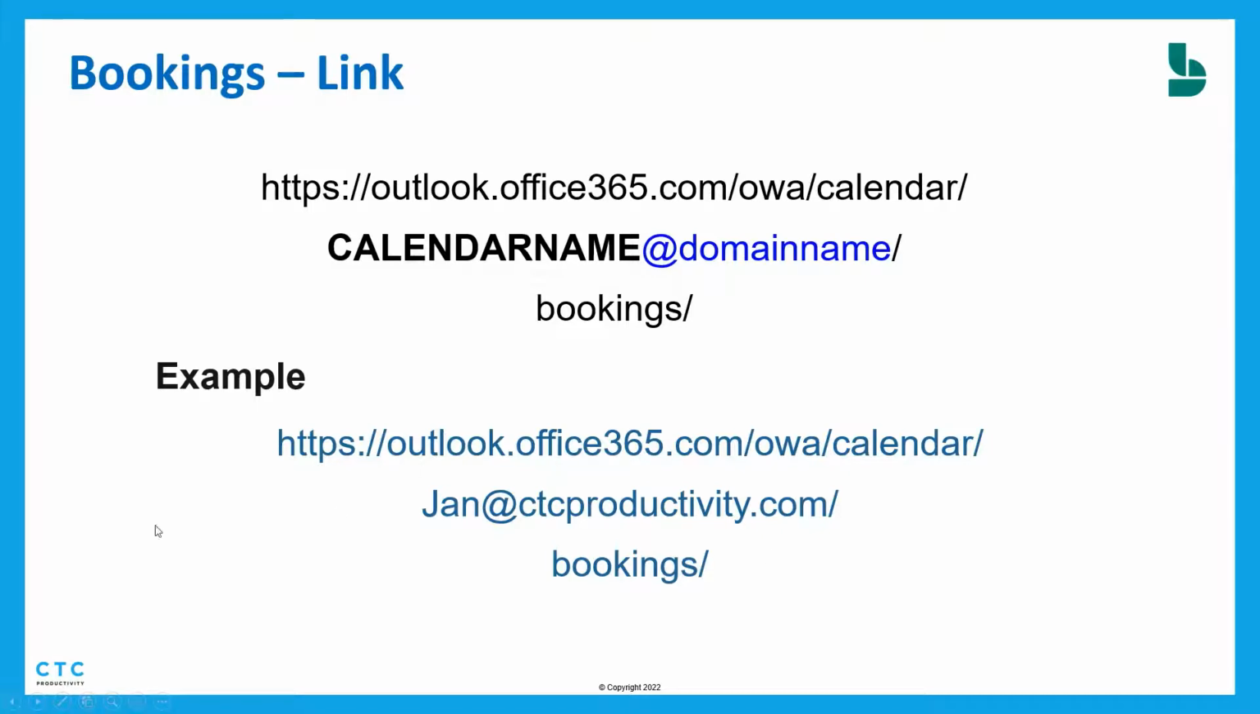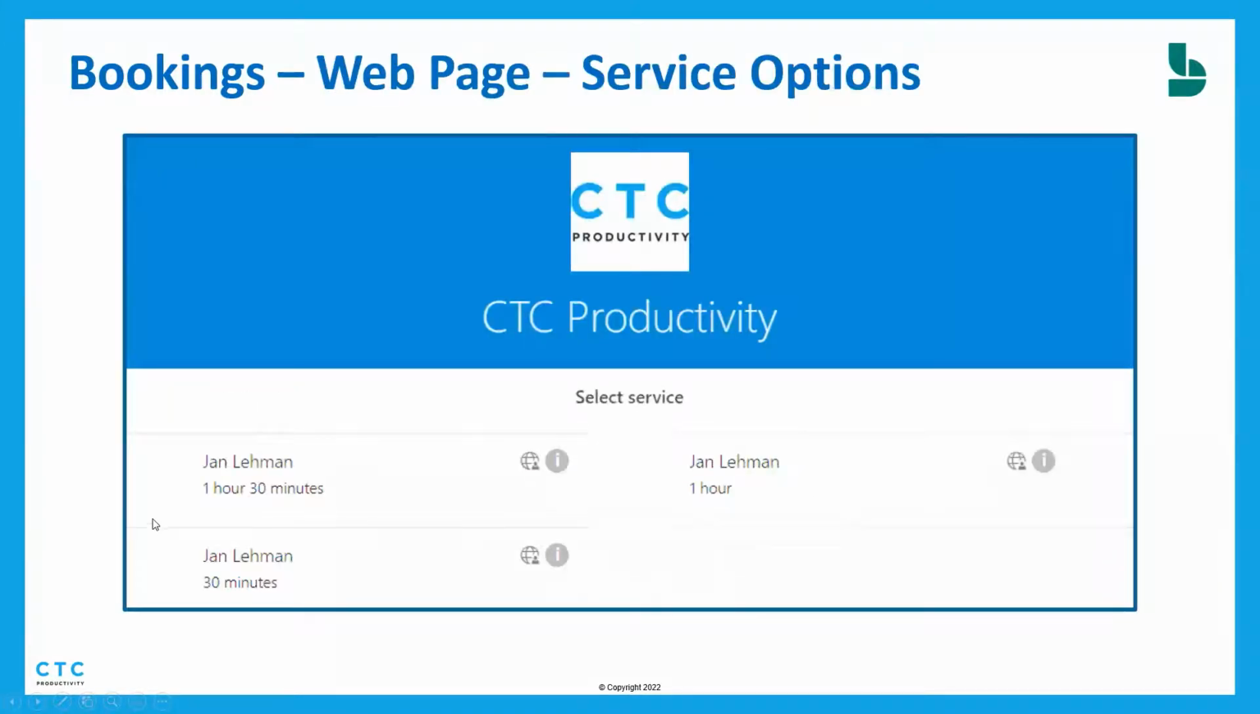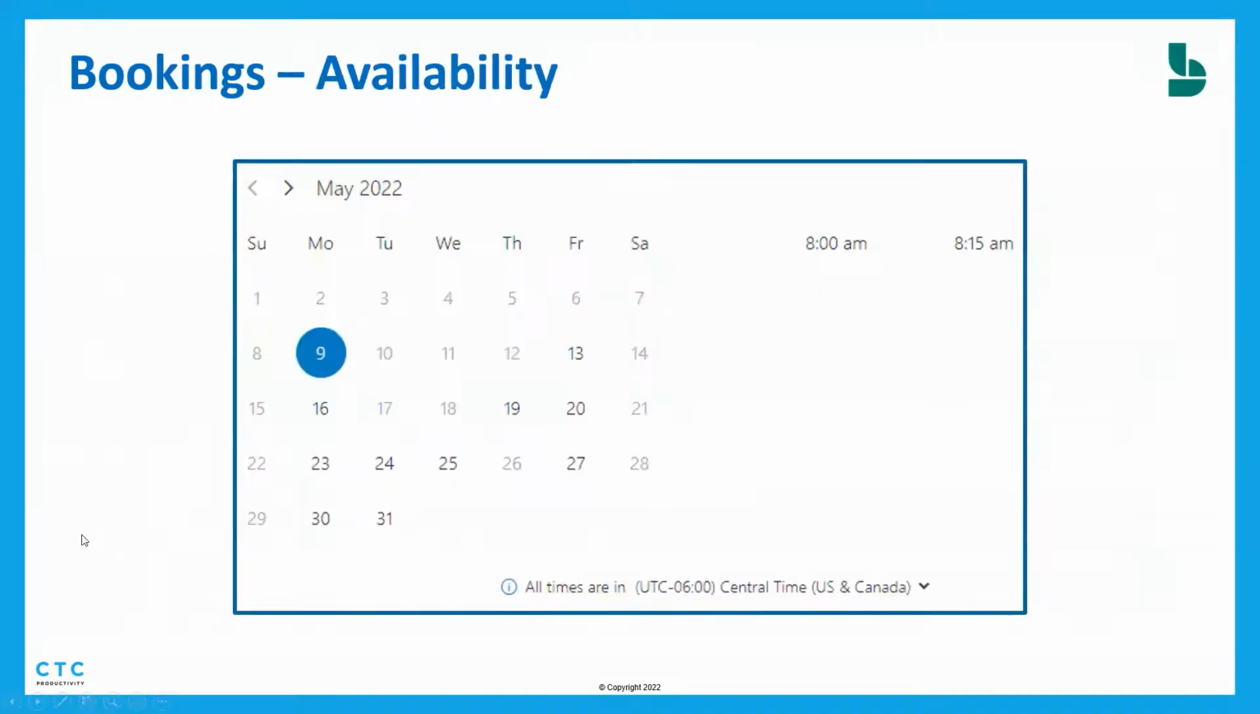When that link is clicked on, this is the page that they see on the web. It shows for Jan, here's all the service options. You can schedule 30 minutes, 60 minutes, or 90 minutes with her. When you select the service, it says, all right, pick the date. When do you want to schedule it? The black is when Jan is available. The grayed out one, she has no availability on that day.